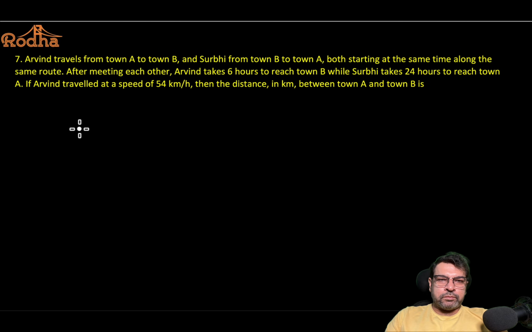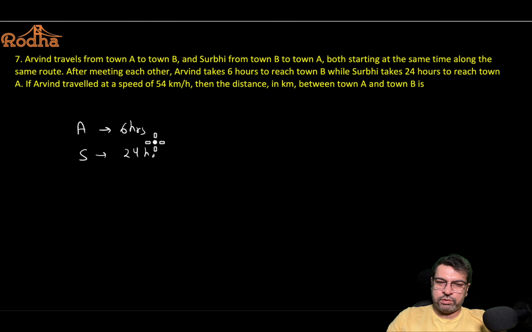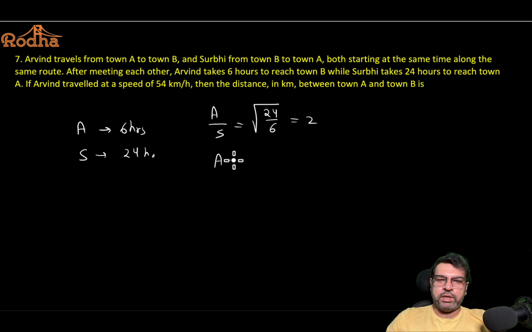So Arvind takes 6 hours to reach after meeting, and Surabhi takes 24 hours after meeting to reach the other point. The ratio of speeds of A upon S, speeds maan lo, is under root of 24 by 6, that is 2. So A is equal to 2S. Arvind ka speed mujhe pata hai, Arvind is 54 km per hour.